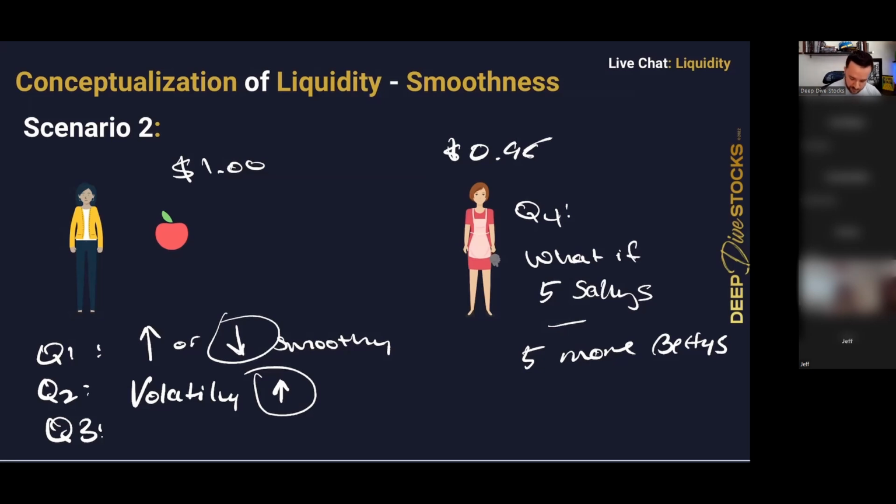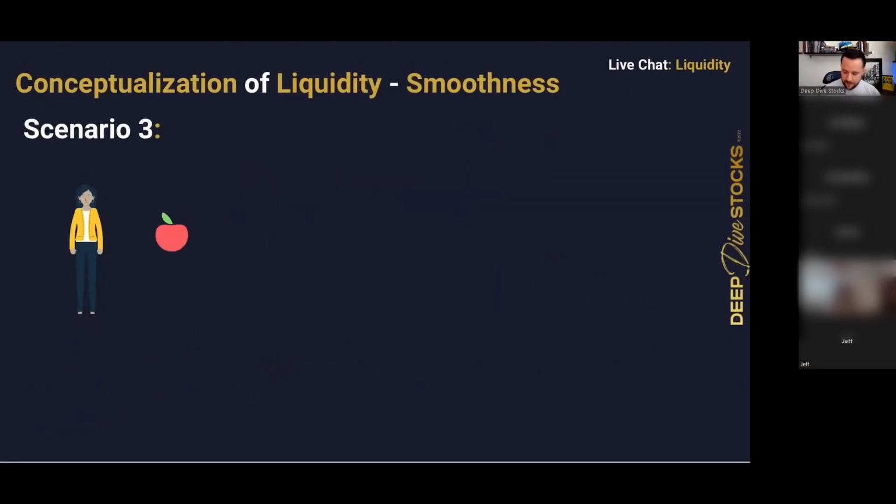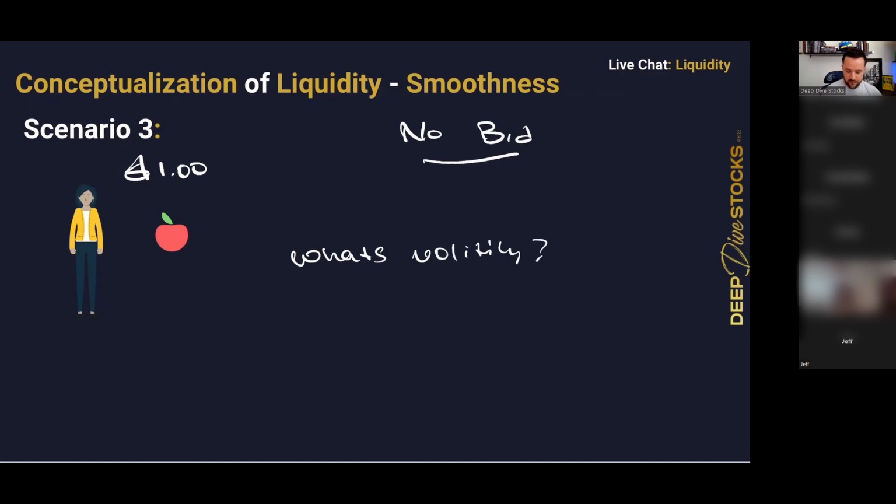Oh, wait, we actually have one more smoothness scenario. I'm sorry, Scenario 3. Sally goes to the market and she wants to sell an apple for $1, but there's no bid. Betty the baker didn't show up today. What's the volatility here? Is it higher or lower compared to before?